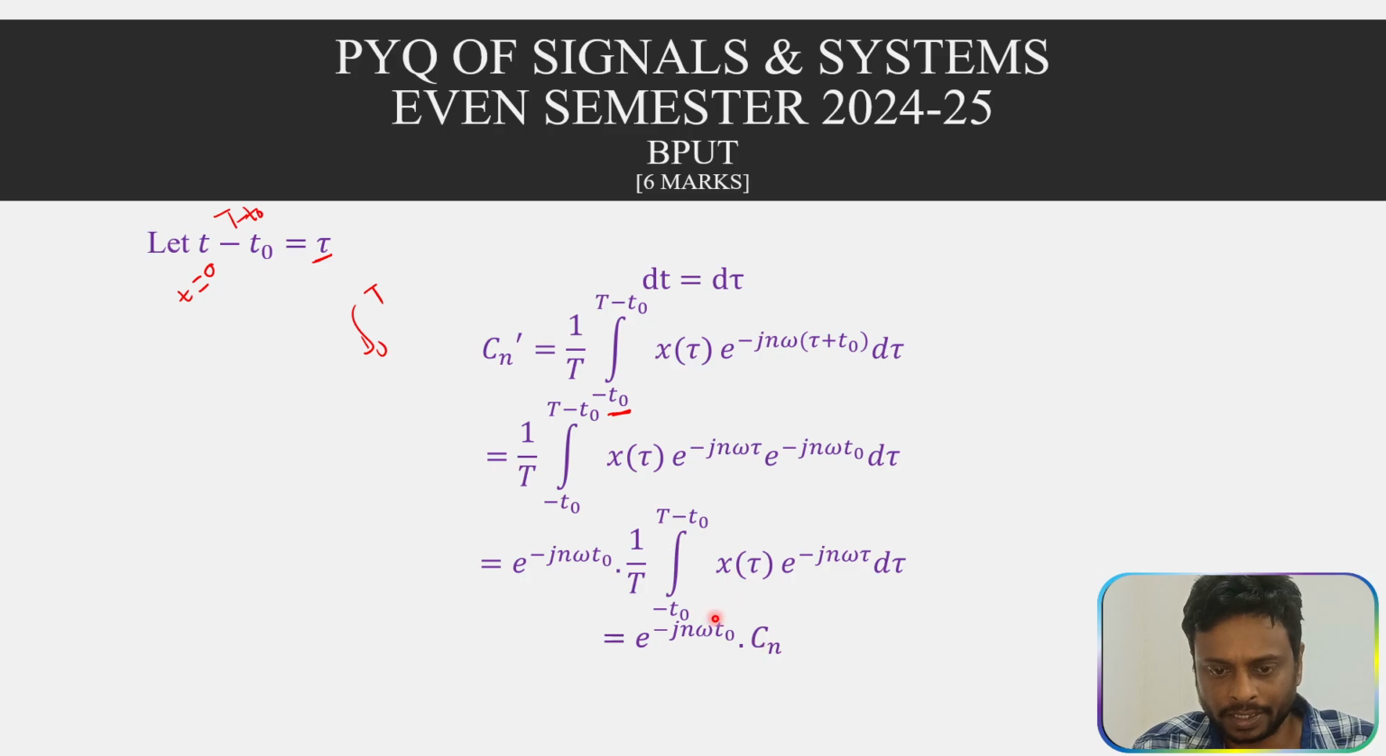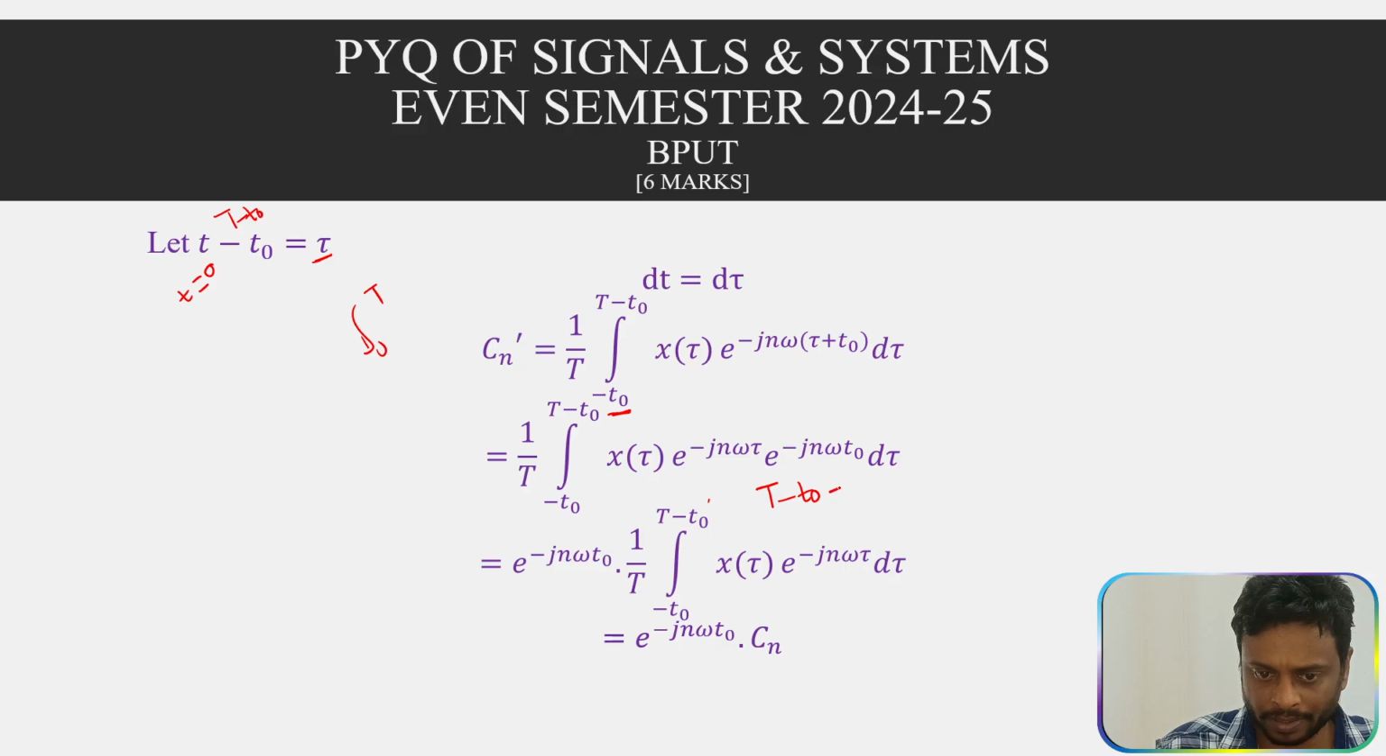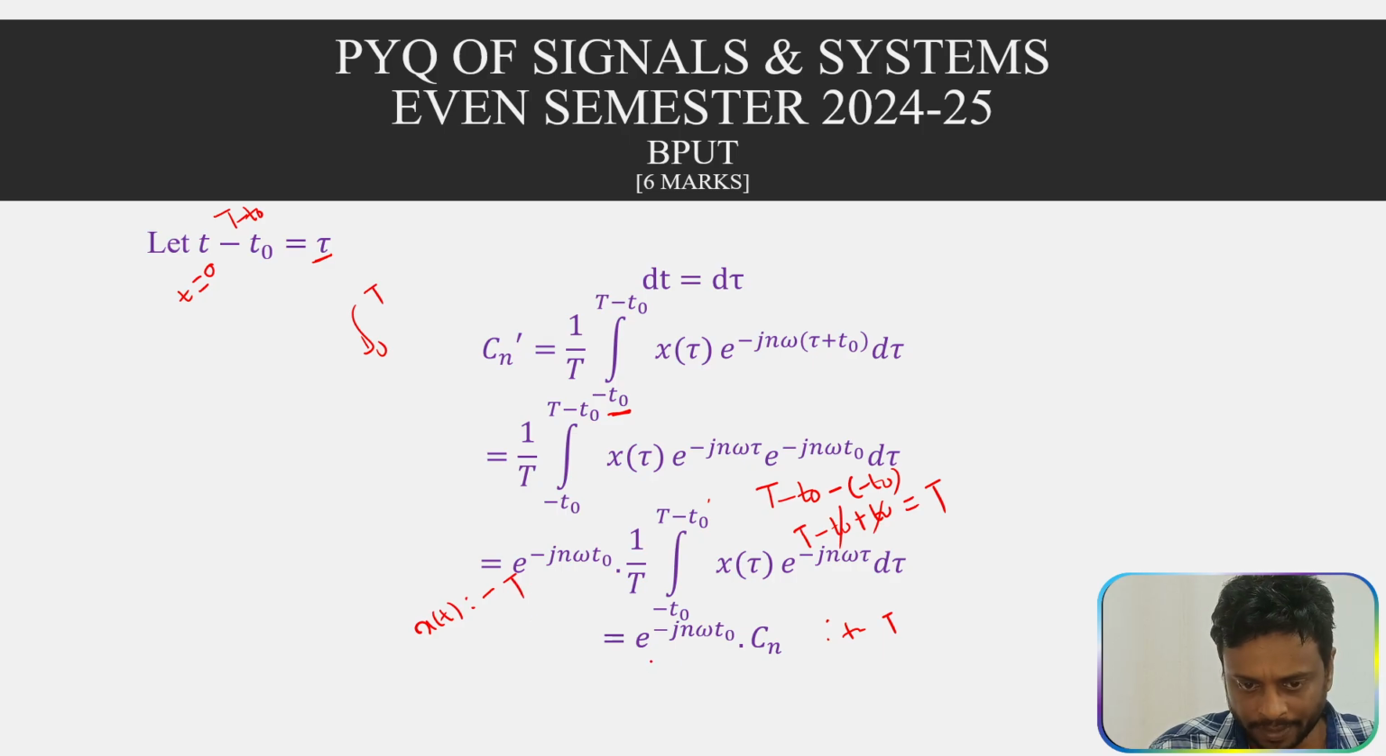You can see also here the time period remains constant. With the time period, the upper limit minus the lower limit is T minus t0 minus of minus t0, so this will be T minus t0 plus t0. So here also the time period is T. Previously, for x of t also the time period is T. That is why the time period is preserved. The only difference is that it is multiplied by e to the minus j n omega t0. We have taken the minus term, so this is minus. If you take the plus over here, it will be a plus. So this is our time shifting property.